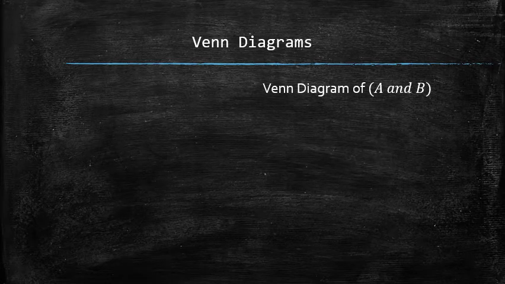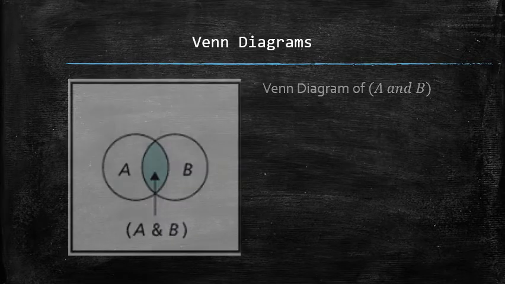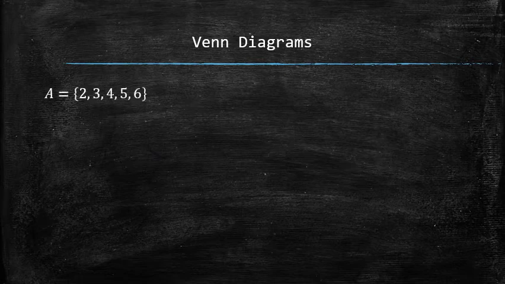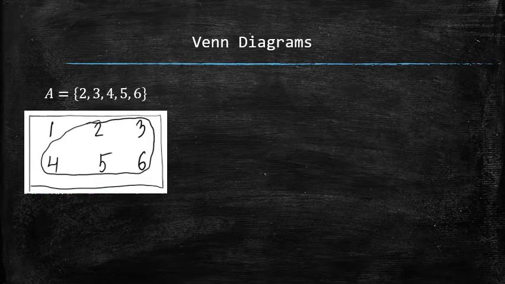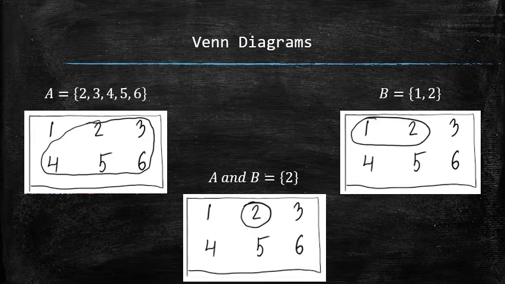This is what the Venn diagram for the intersection of A and B looks like. For example, let A be an event in which we roll a die and get anything but 1, with the following Venn diagram. And let B be an event in which we roll a die and get a number less than 3, with the following Venn diagram. The Venn diagram for the intersection of A and B can be easily derived from the Venn diagrams of A and B.